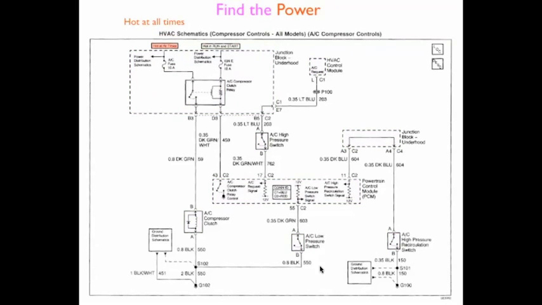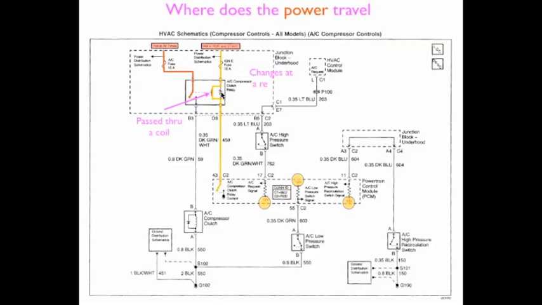Now we need to find our power. The first one is hot at all times, and the second one is hot in the run and start position. Now we also have 3 powers down inside the PCM. How does this power travel? Well, the first one is hot at all times, so it's going to come down and stop at an open. The second one, which is switched power, comes down, passes through the coil, because the coil has continuity. It won't go through this resistor because it's going to change at that resistor, but it's going to pass on down, and then it's going to stop at an open.